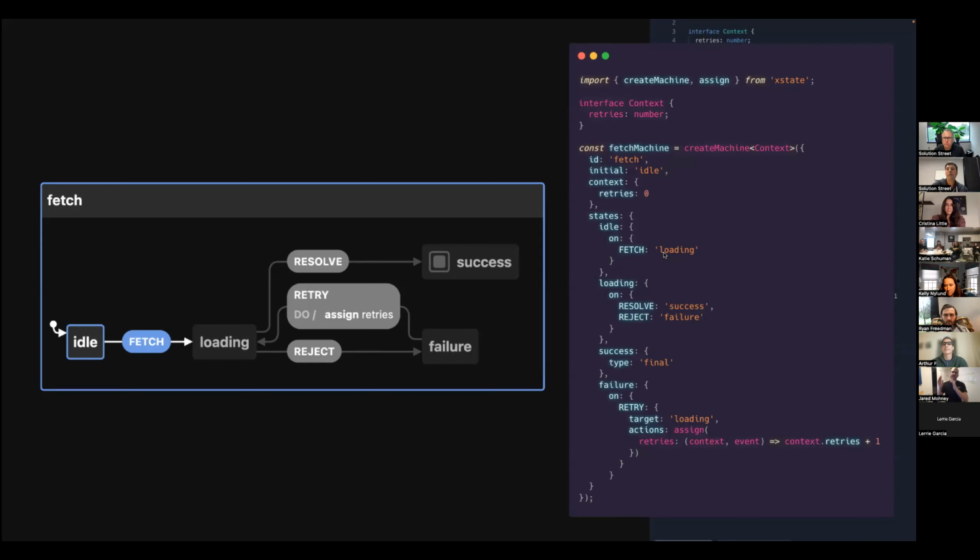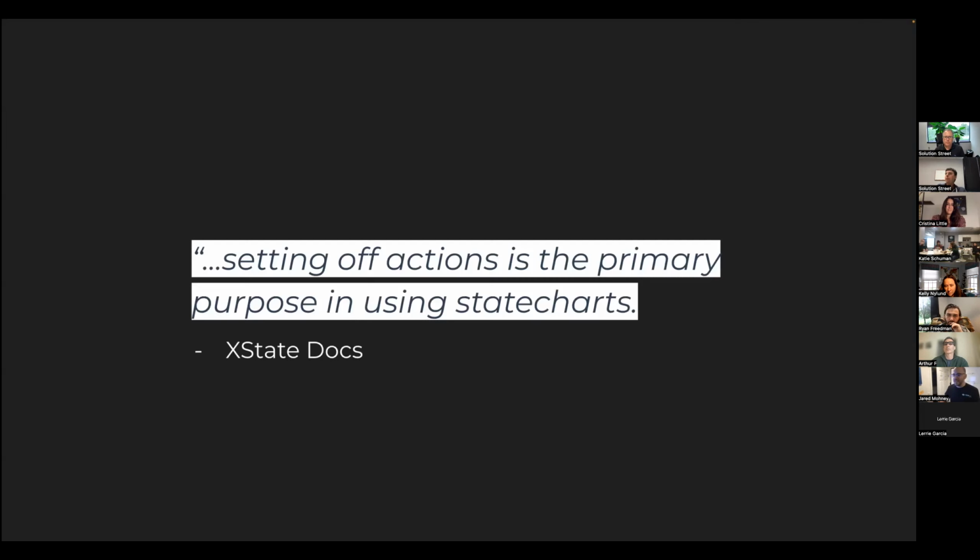Black and white, clear as day, you hand the machine the rules. Yellow is never going to go to green in a situation like this. At least it will have a much harder time so long as you abide by the rules of the library. You'll notice something neat here, though. On retry, we do an event, an action. We perform an action. Setting off actions is the primary purpose of a state chart.